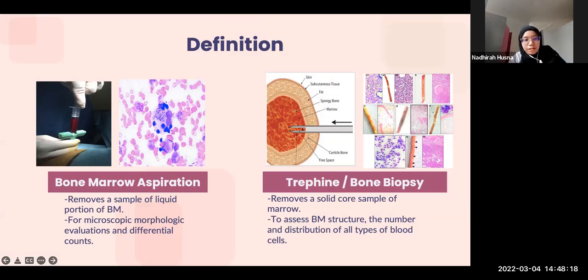Okay, so for the definition, basically the bone marrow aspiration and trephine biopsy are different. Bone marrow aspiration means we are removing a sample of liquid of bone marrow. Meanwhile, the trephine biopsy is a solid removal, a core sample of the bone marrow. The aim of bone marrow aspiration is to evaluate the microscopic morphology of the cell as well as to define the differential counts of the cells in the bone marrow. Meanwhile, for the biopsy, we want to focus more on the architecture of the bone marrow. We want to see how the bone marrow appears.